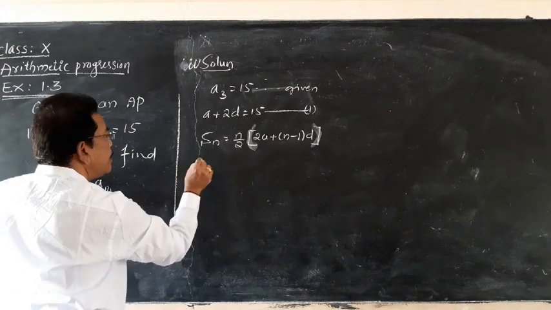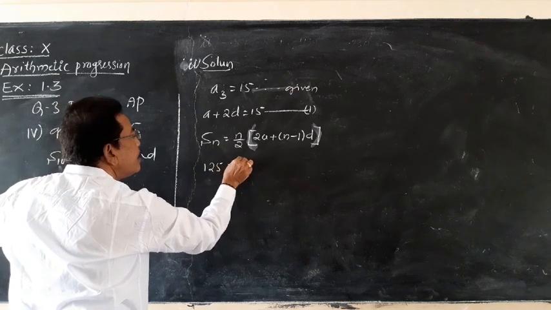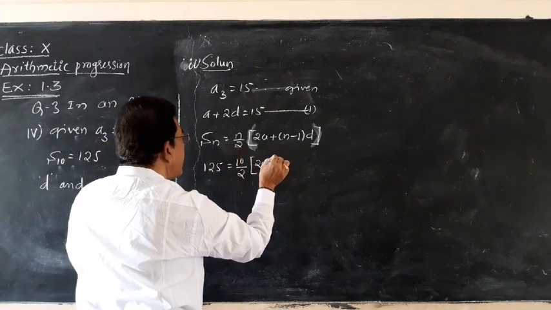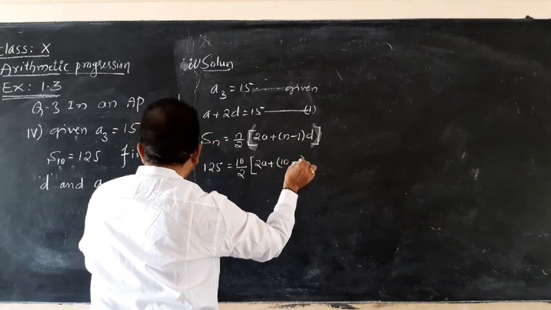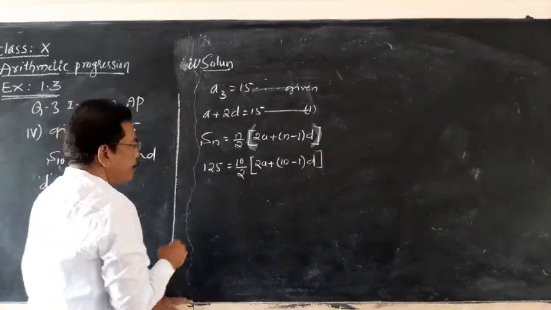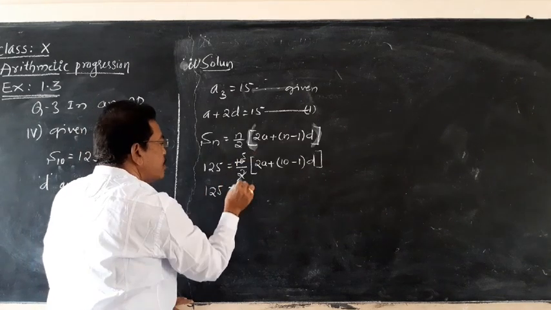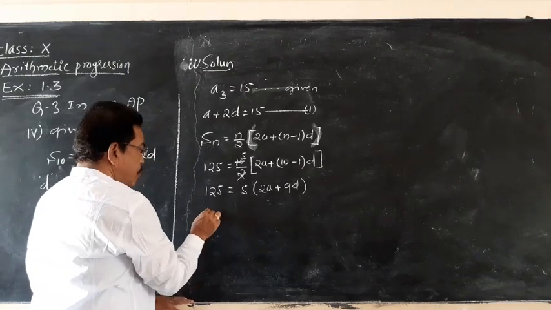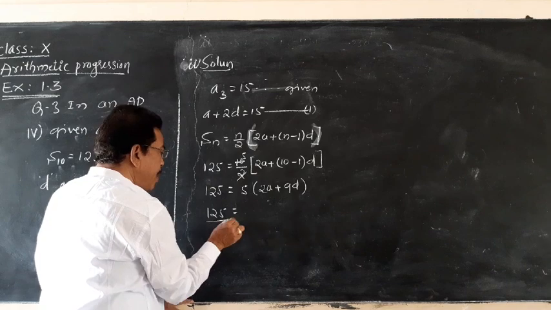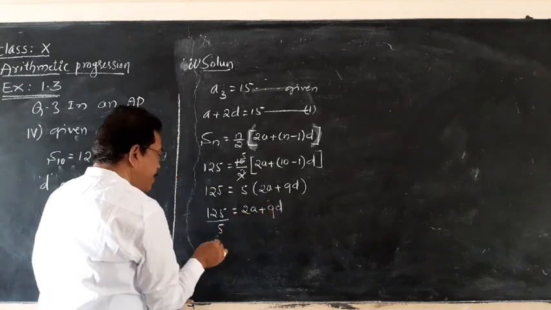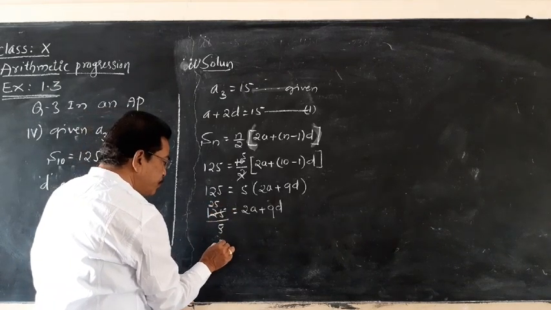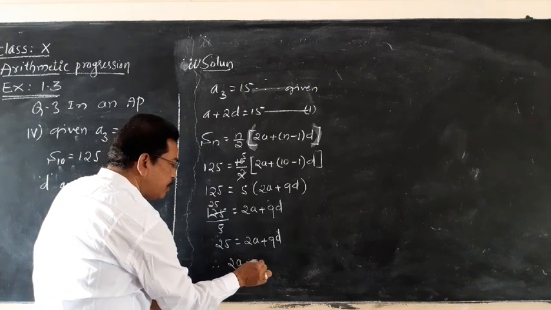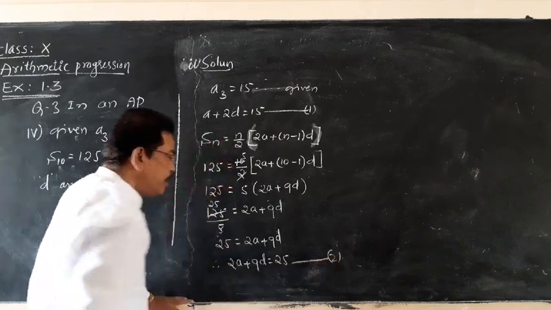Sn is 125. n by 2, 2a, n minus 1, into d. 125, 2 fives are 10, divided by 5 equals 2a plus 9d. 5 fives are 25. 2a plus 9d equals 25. Say this as equation 2.